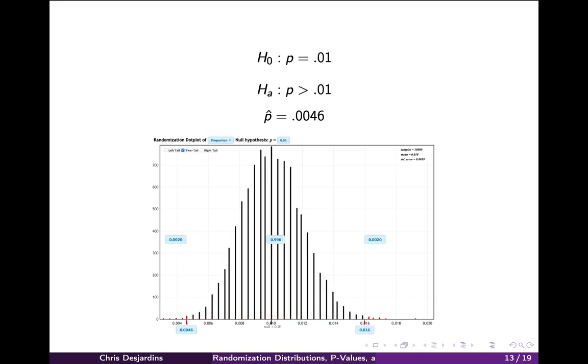Finally, we calculate the p-value when the alternative hypothesis contains a not equal to sign. We find the sample proportion, 0.0046, on the randomization distribution, and notice that the left tail is substantially smaller than the right tail. To find the p-value, we double the proportion of randomization statistics less than or equal to 0.0046. This p-value is 0.0040.